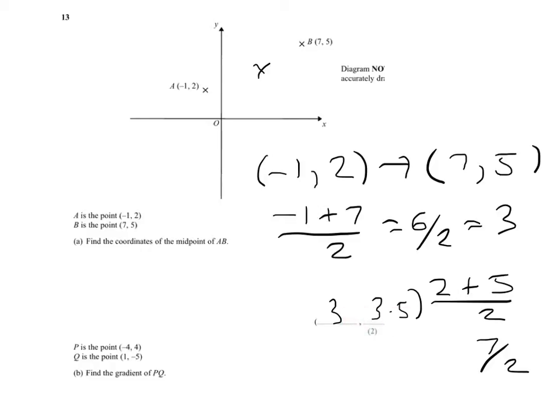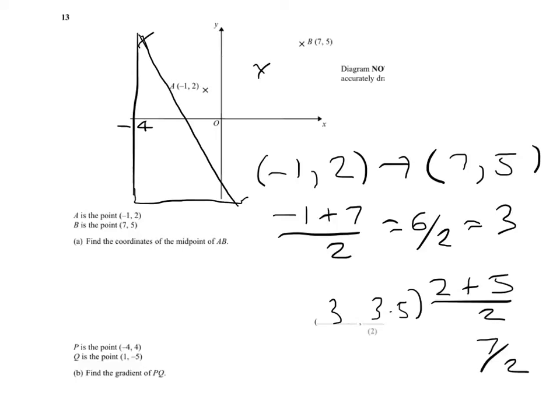Now in the next question, we've got to find out the gradient of PQ, where P is -4, 4, and Q is 1, -5. So if we just roughly draw this, if we were at -4, we can use the grid here, so we're at -4, 4, which is about there, and we come down to 1, -5. So we're coming down like that.